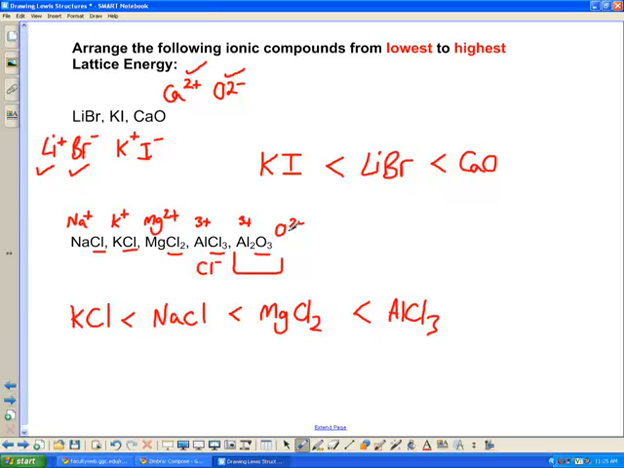So if we have a charge of 2- and a charge of 3+, we're going to have a better attraction between these versus these, which is 3+ and 1-. So again, it's the charge that's particularly important. So therefore, the salt with the highest lattice energy is going to be aluminum oxide.